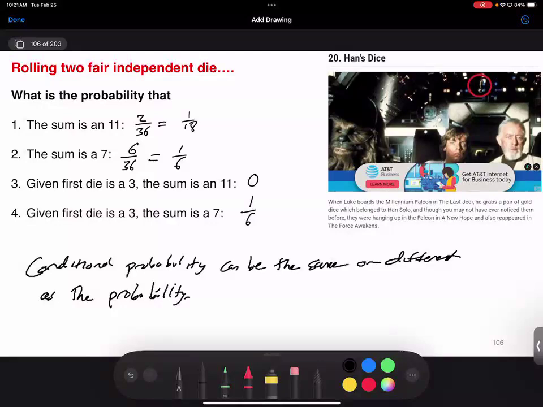However, on the other one, if I tell you the first die is a 3, you have a lot of information about the sum being 11. Right? What if I told you the first die is a 6? What's the probability you have an 11 now? 1/6, which would be very different than the 1/18th.